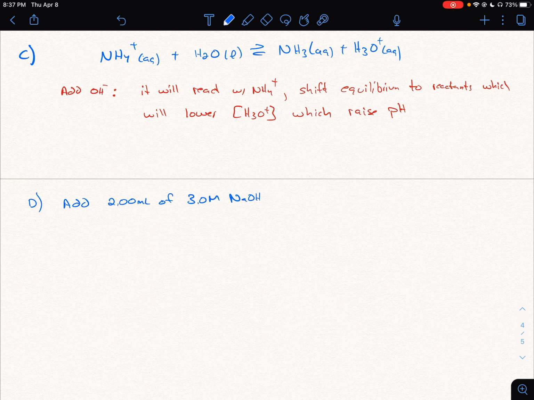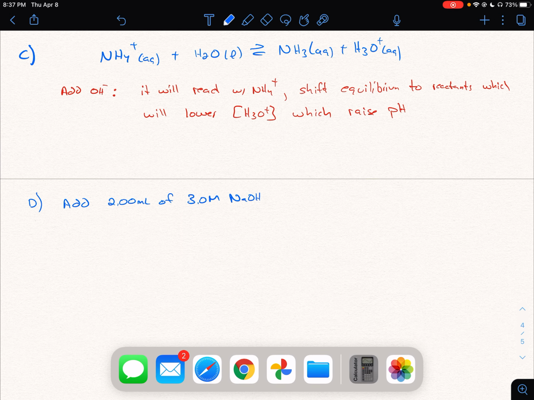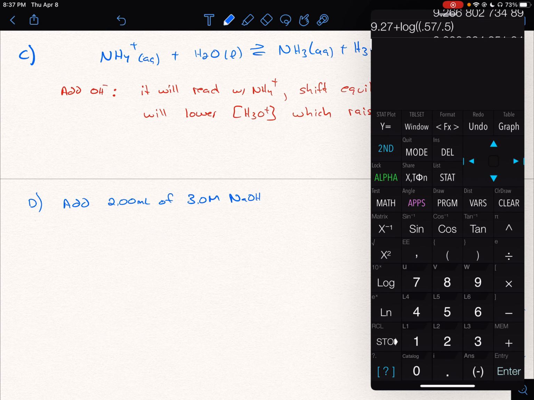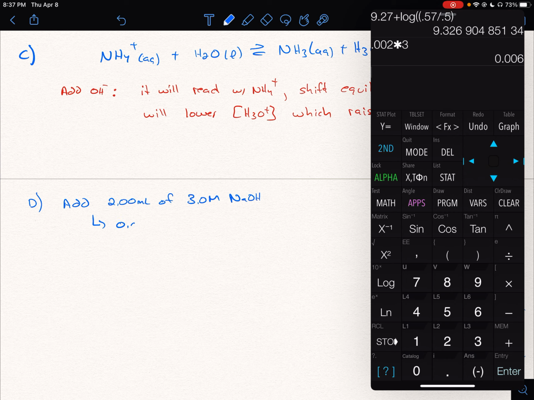And the first thing I'm going to do with that is calculate moles. So let's figure out how many moles of sodium hydroxide we have. And to get that, we're going to take out our calculator again, and we're going to take our 2 milliliters, or 0.002 liters, times our 3 moles per liter. And so this is really adding 0.006 moles.